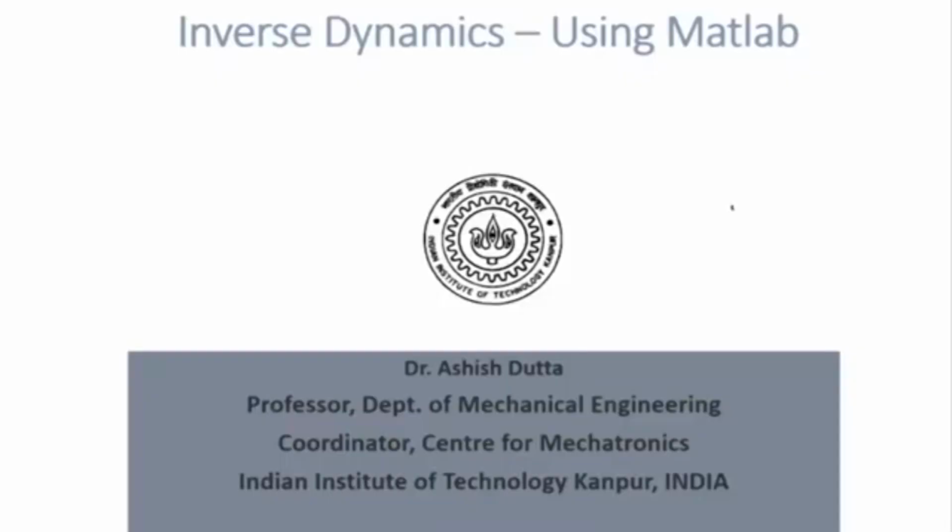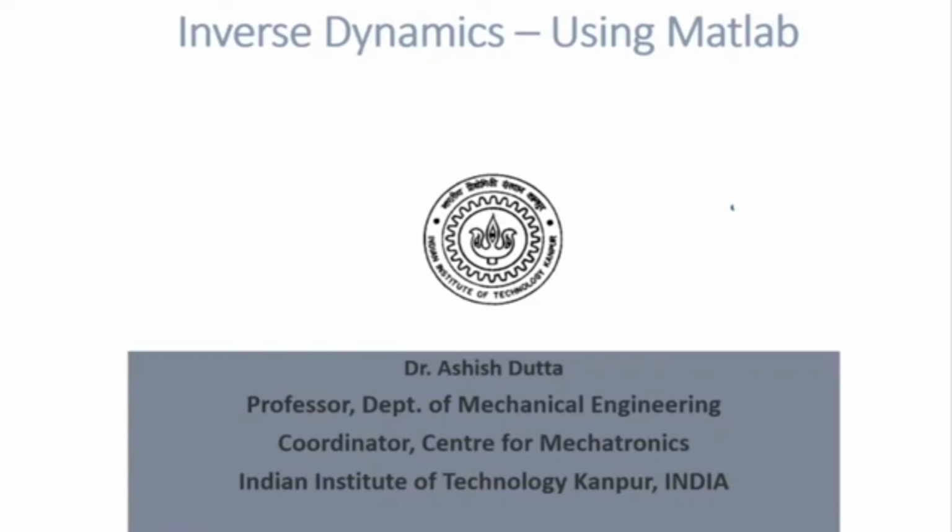In the last couple of classes we looked at how to write the dynamic equations, and after that we looked at trajectory planning. So today we'll look at inverse dynamics using MATLAB.